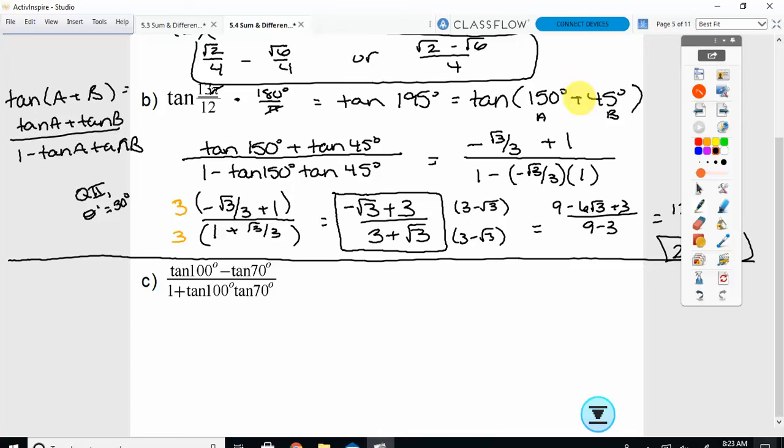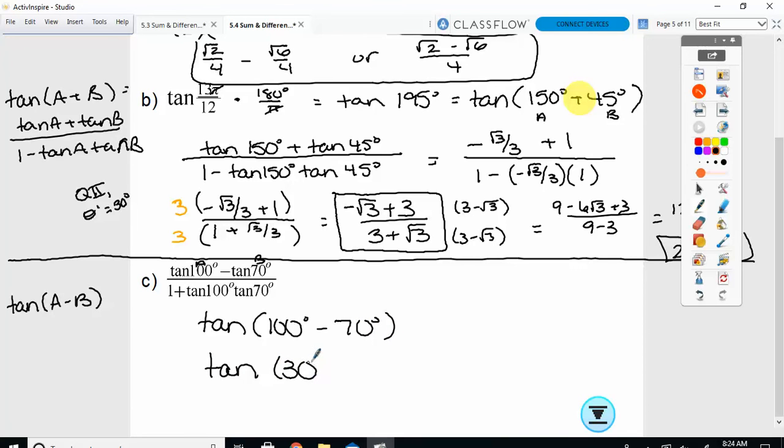What does this look like to you? This is the tangent of A minus B formula. So A is just your first angle and B is just your second. So we can turn this into the tangent of 100 degrees minus 70 degrees. 100 minus 70 is 30. And what is the tangent of 30 degrees? So we can work both directions with this.